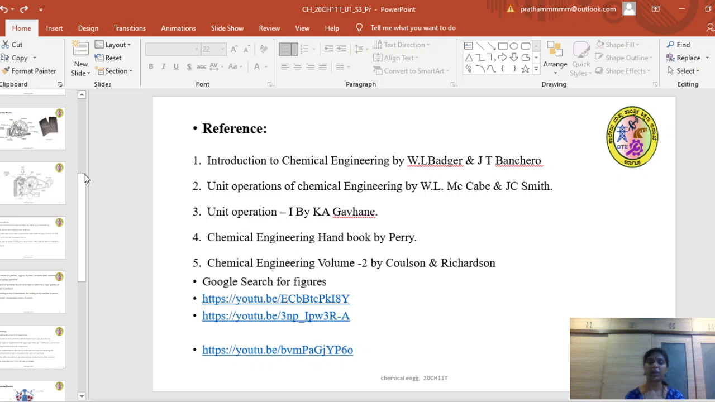Then you have to draw the diagram and write the explanation. Marks are carried by the diagram as well as the explanation. If it is 10 marks, for construction and explanation, you have to write the diagram. The diagram will carry 4 marks out of 10, and the remaining 6 marks will be for the working mechanism.